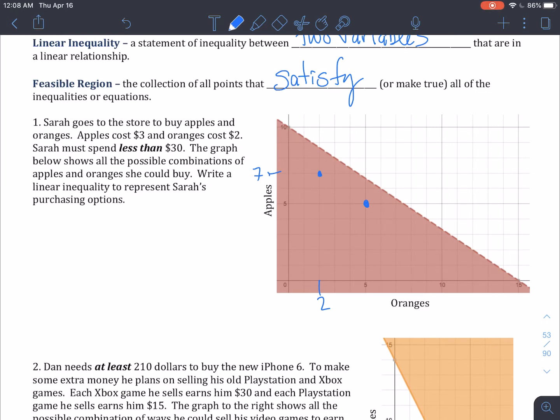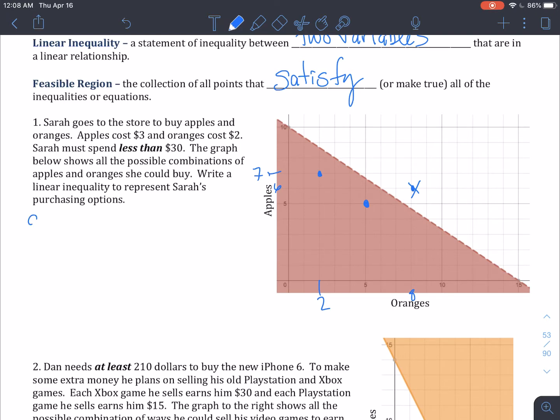But if we looked at a point like this one right here, that is 8 oranges and 6 apples. 6 apples cost $18 and 8 oranges cost $16. So 18 and 16, that's more than 30, so that does not work. So in this way, this is a representation of all the possible points. We'd also like to create an inequality statement that accomplishes this as well.